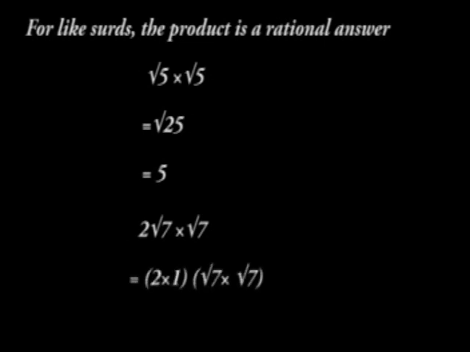Note that for like surds, the product is a rational answer. That is, root 5 times root 5 is equal to root 25, which is equal to 5. 2 root 7 times root 7 is equal to 2 times 1 times root 7 times root 7, giving us 2 root 49, and the answer is 14.